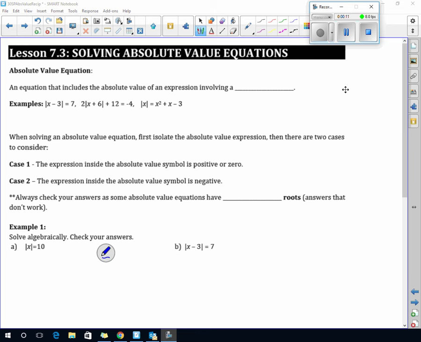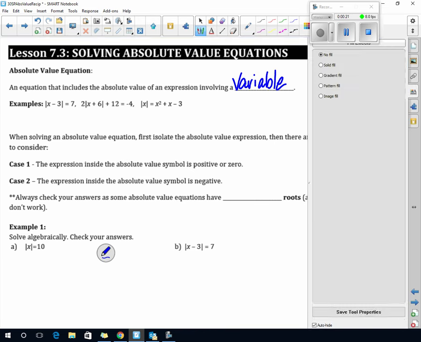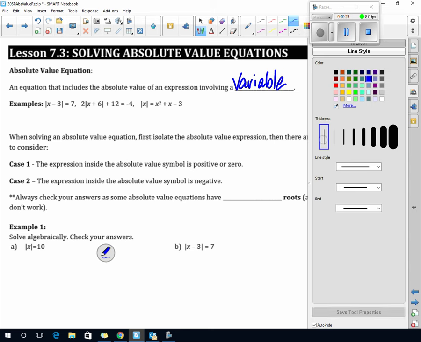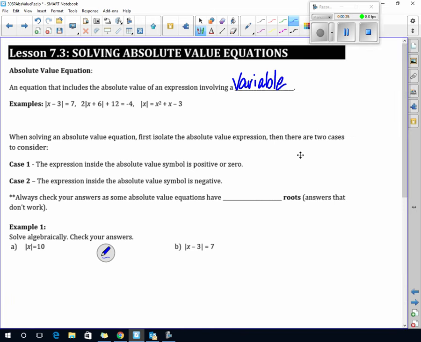Okay, I'm going to make this spin again here. Okay, so examples would include the absolute value of x minus 3 equals 7. You see there's no y anymore. We're actually solving. 2 absolute value x plus 6 plus 12 equals negative 4. Then we have some quadratics.